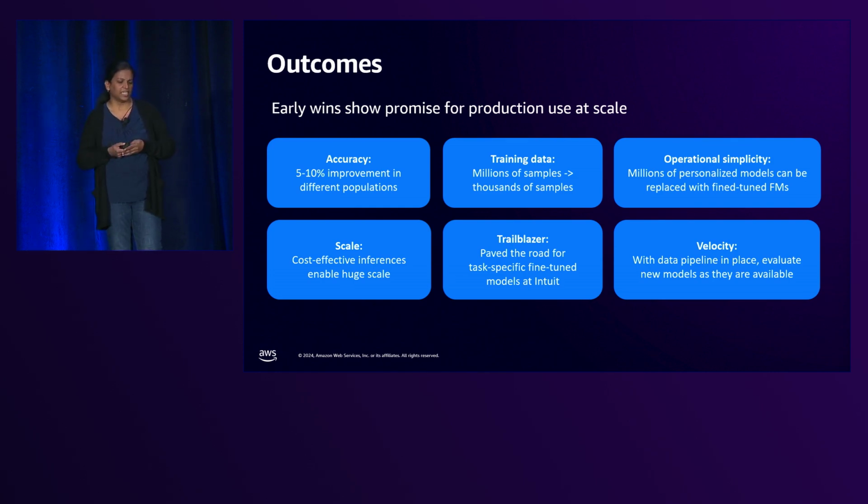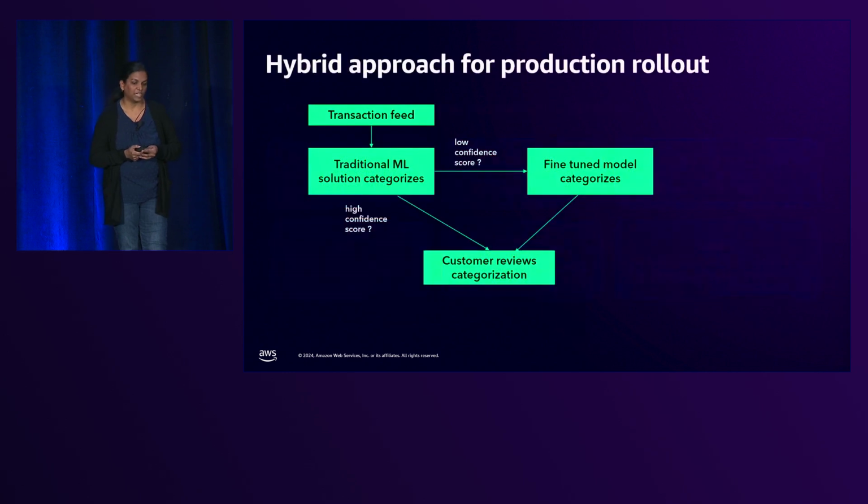In addition, SageMaker provides options for cost-effective inference. So we are set up for enabling huge scale. This was one of the first use cases for providing a fine-tuned foundational model for a specific task. So this use case is now blazing the trail for more to follow. And with the data pipeline in place, the team is now able to evaluate newer models as and when they are available, enabling velocity.